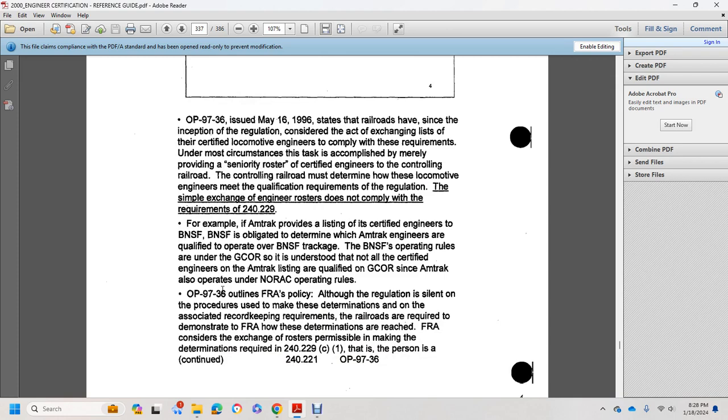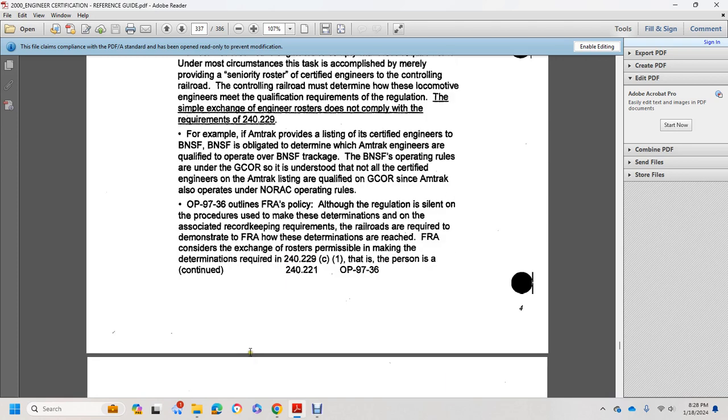For example, if Amtrak provides a list of its certified engineers to BNSF, BNSF is obligated to determine that the Amtrak engineers are qualified to operate on BNSF traffic. BNSF must determine they understand its operating rules under the General Code of Operating Rules, as Amtrak also operates under the NORAC operating rules. OPS 9736 sets out FRA policy on the procedure for making the determination and the associated record keeping requirements for demonstration to the FRA. The FRA is concerned about whether an exchange of rosters is permissible for making the determination required in 240.229(c).